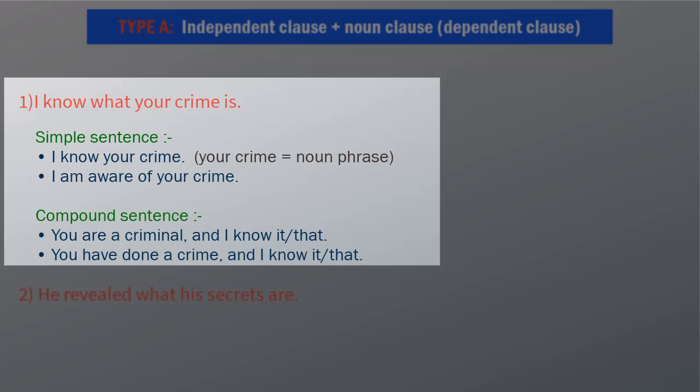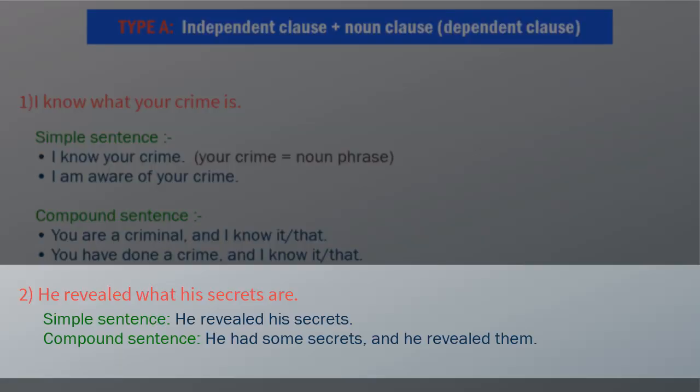Let's do it. So we've got two pieces of information: your crime, and my knowledge of it. So I can say, you are a criminal and I know it, or I know that. Doesn't this sentence give the same meaning? Yes, it does. I know what your crime is. You are a criminal and I know it. Or you've done a crime and I know it. So we've changed it into a compound sentence, and the sentence still gives the same meaning as the complex sentence gives. Right? Let's look at the next example.